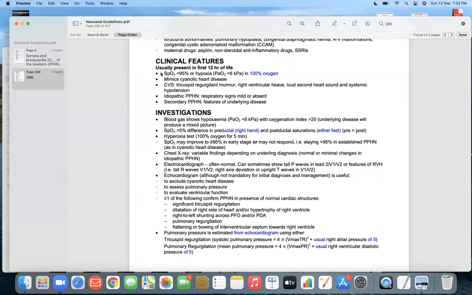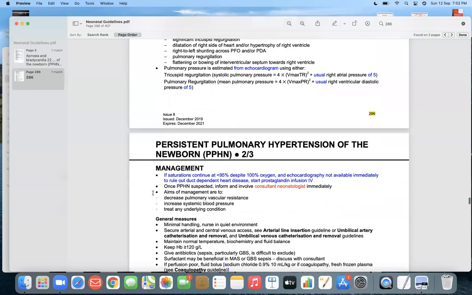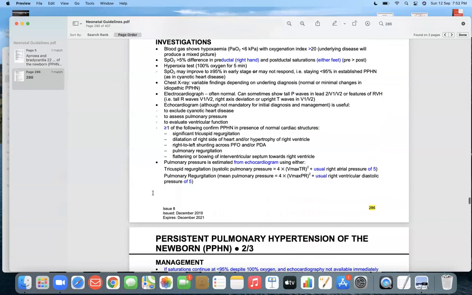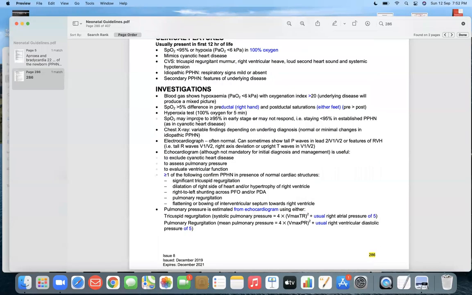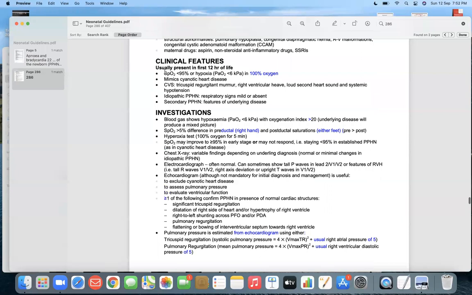Okay, so now I will read these clinical features, investigations and management here, Dr. Muznaf, for the PPHN. Yeah. So clinical features: usually present in the first 12 hours of life. So your patient, what was the age you told? 18 hours. 12 to 18 hours, I said. Okay. So it will usually present in the first 12 hours of life.